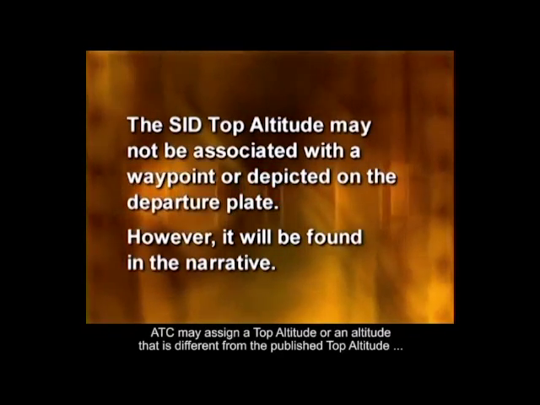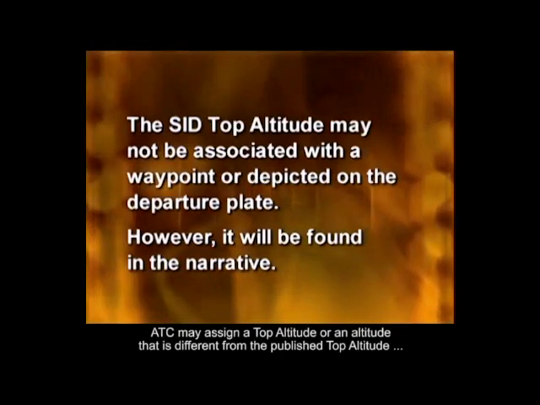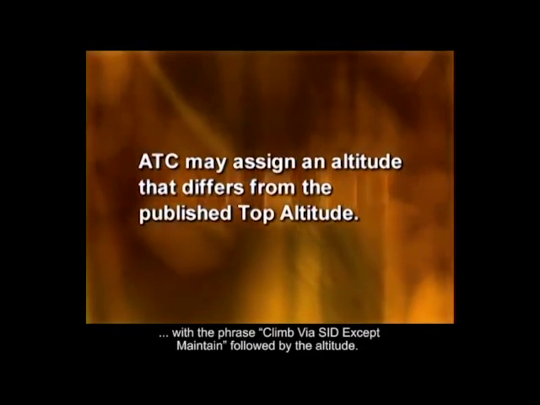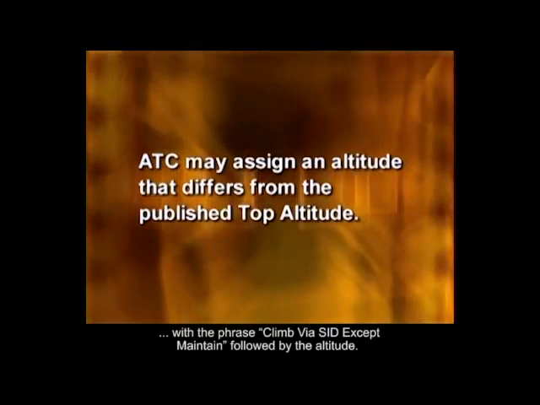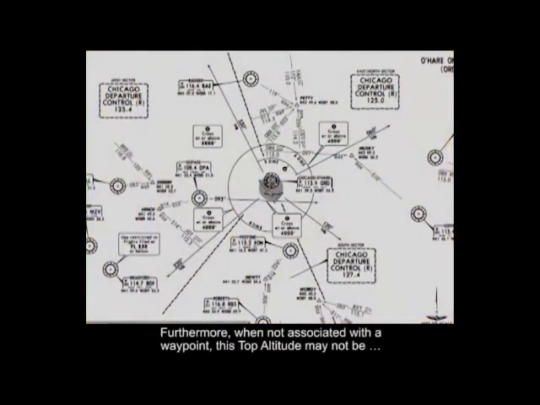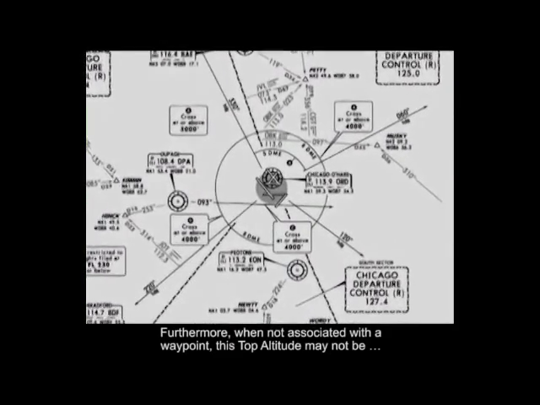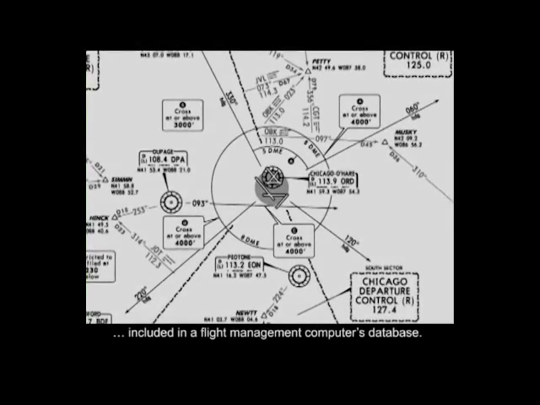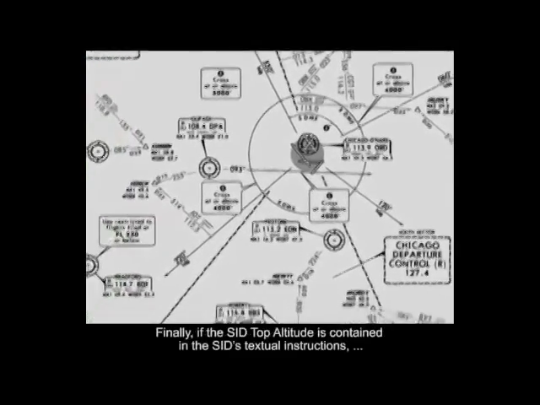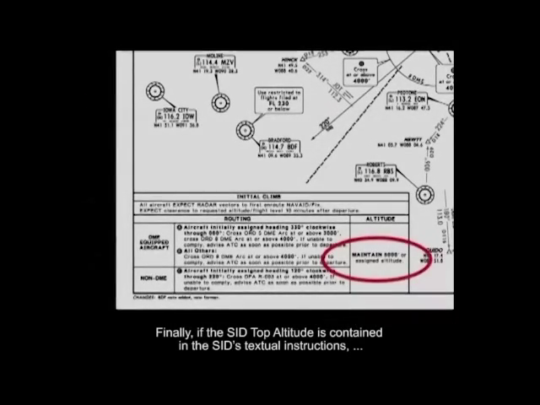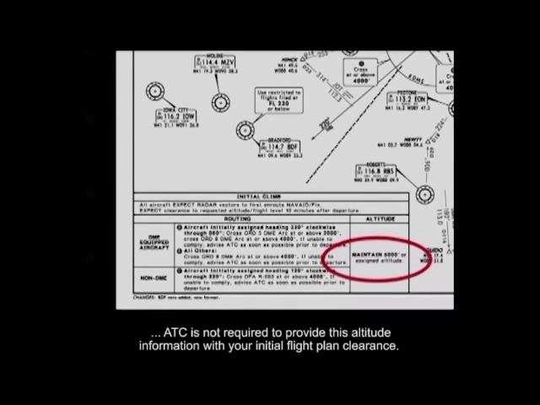ATC may assign a top altitude or an altitude that is different from the published top altitude with the phrase "climb via SID except maintain," followed by the altitude. Furthermore, when not associated with a waypoint, this top altitude may not be included in a flight management computer's database. Finally, if the SID top altitude is contained in the SID's textual instructions, ATC is not required to provide this altitude information with your initial flight plan clearance.